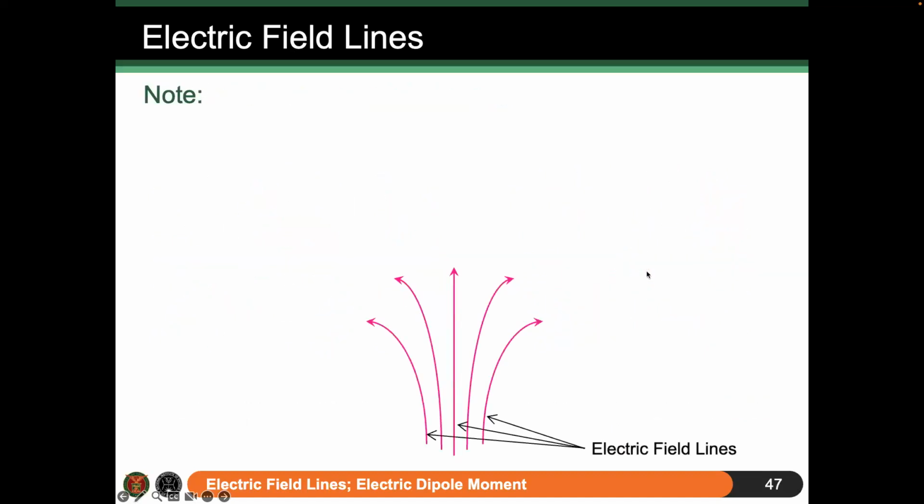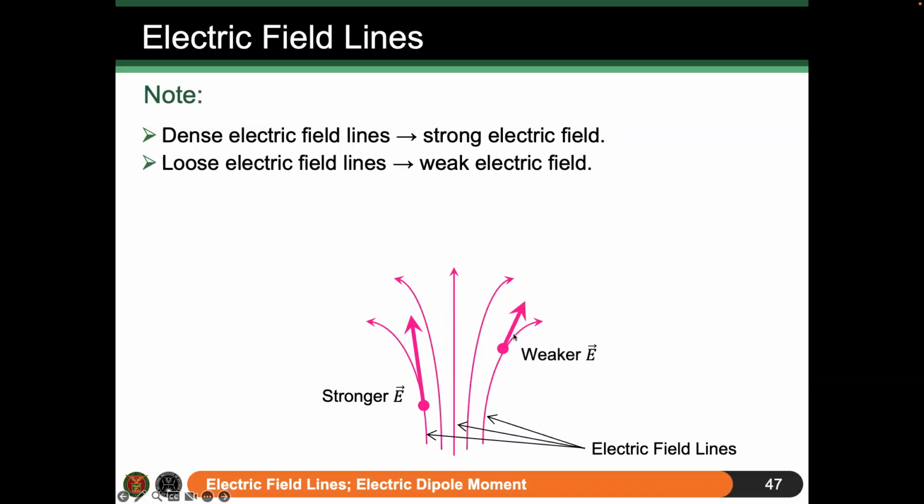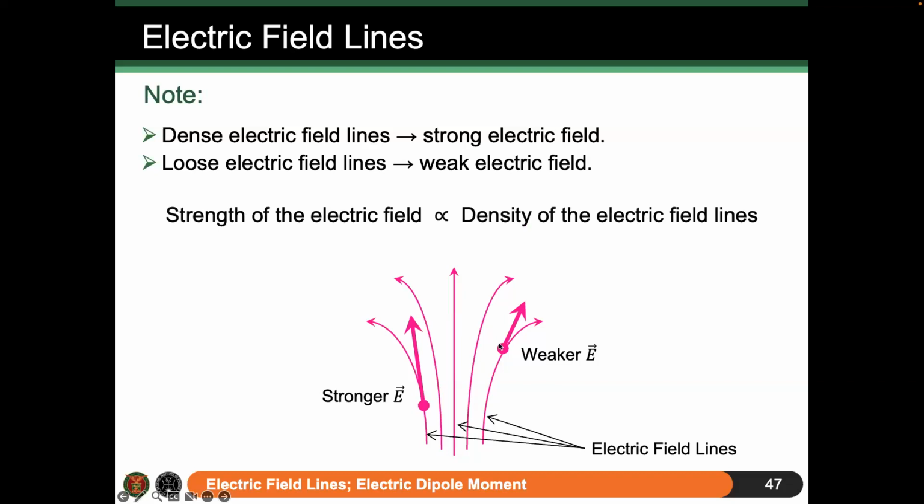Some notes, so these are the electric field lines. The denser the electric field lines, the stronger the electric field. Okay? So ibig sabihin, at this point, mas mataas yung E as compared dito sa malayo. Kasi dito, mas dense sila, so mas dikit-dikit yung electric field lines. So pag ganun, alam natin na stronger yung field doon. Dito, mas malalayo, mas spaced out yung field lines, so it will have a weaker electric field. So the strength of the electric field is proportional to the density of the field lines.